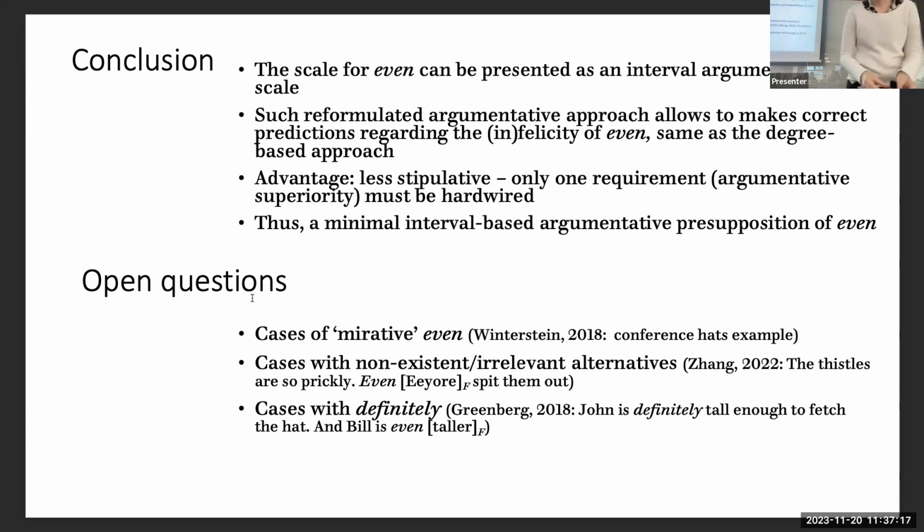So if there's a conference, you can say things like, oh, it's a great conference. They give you a nice hat, and they also have great invited speakers. The way even works in those examples is sort of unexpected. It attaches to what is allegedly the weak argument. So you can say they have great invited speakers, and they even give you a nice conference hat, where usually conference hats are not the main reason we want to attend the conference. And in that case, that would be a counterexample of the analysis.